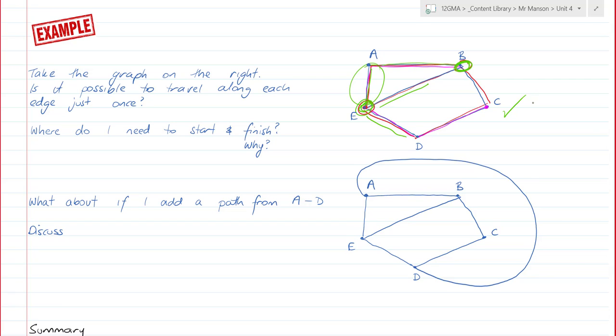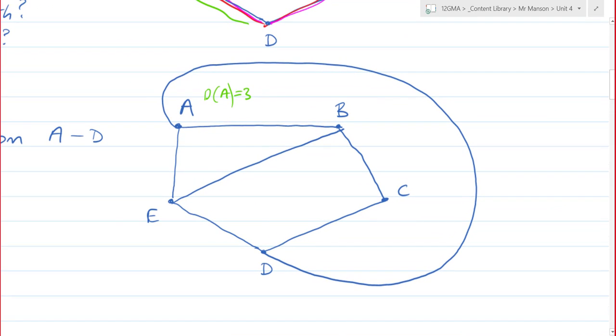I've got my degree of A equals 3. Degree of E, I might just zoom in on the path, degree of E equals 3. Degree of B equals 3. Degree of C equals 2. And degree of D equals 3. I've now got 4 odd number vertices.